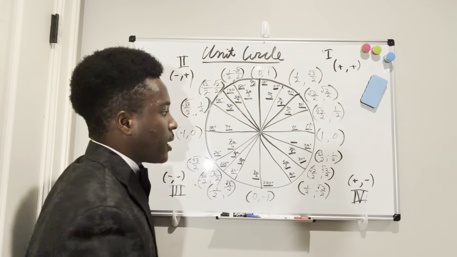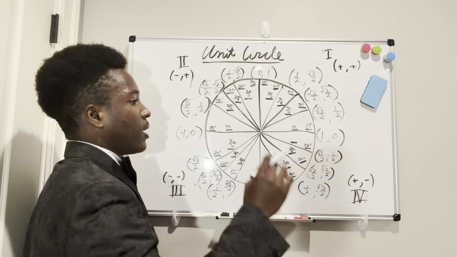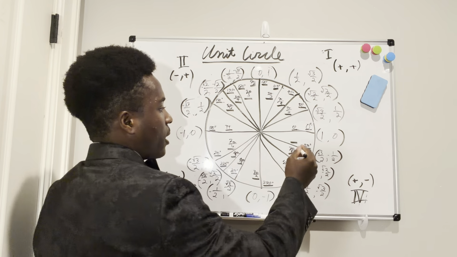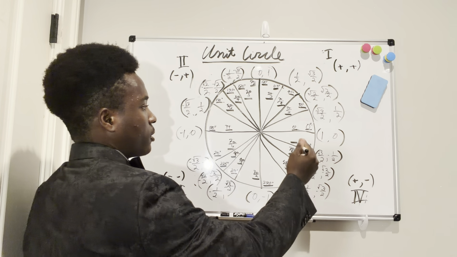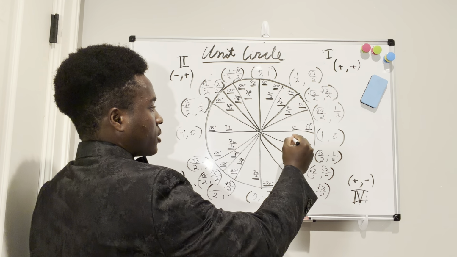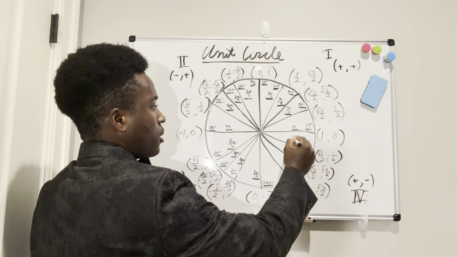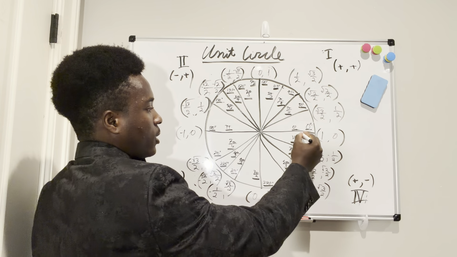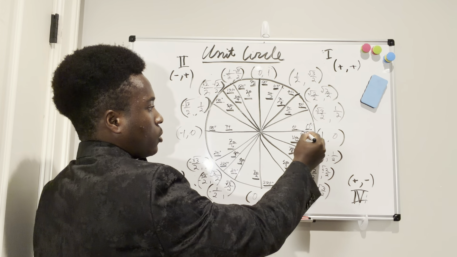Then for our next pi over 6, we take 10 pi over 6 plus another pi over 6 for another 30 degree jump, and it's actually going to be 11 pi over 6. And then right here, because we're making a full revolution, we have 2 pi.